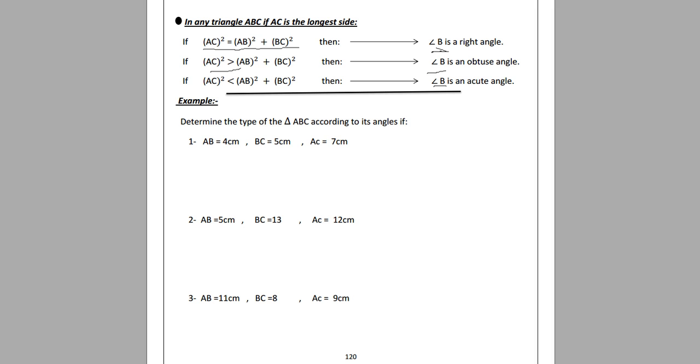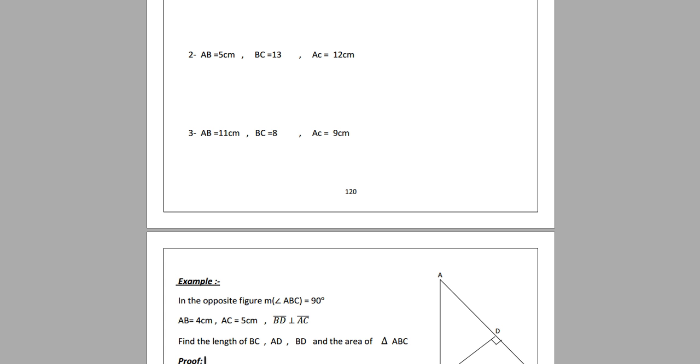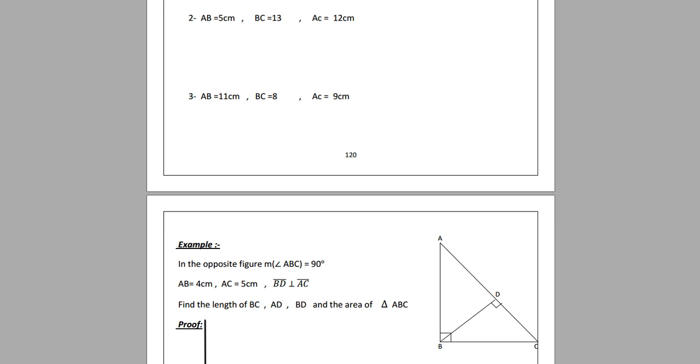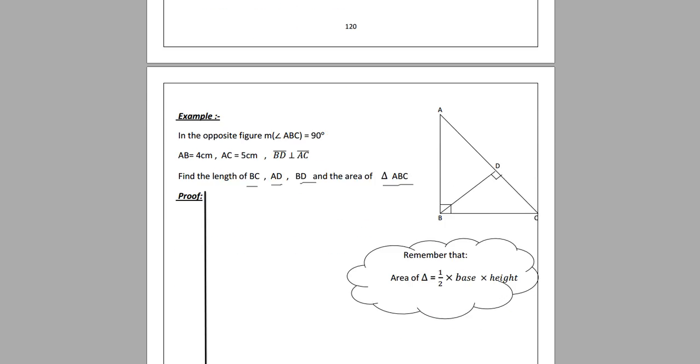We have an example here. In the opposite figure, the measure of angle ABC is 90 degrees, and AB is 4, AC is 5, BD is perpendicular to AC. Find the length of BC, AD, BD, and the area of the triangle ABC. And before starting to solve this example, remember that the area of any triangle equals half times base times height. Try to solve it. Goodbye.